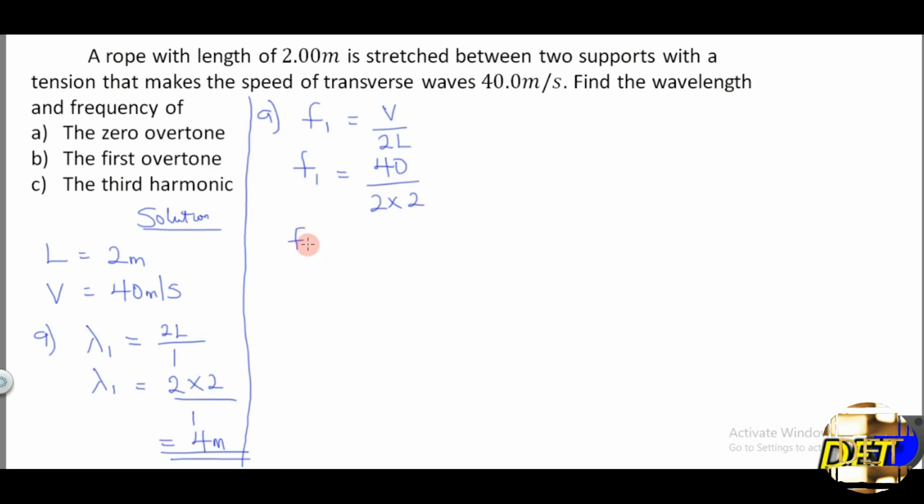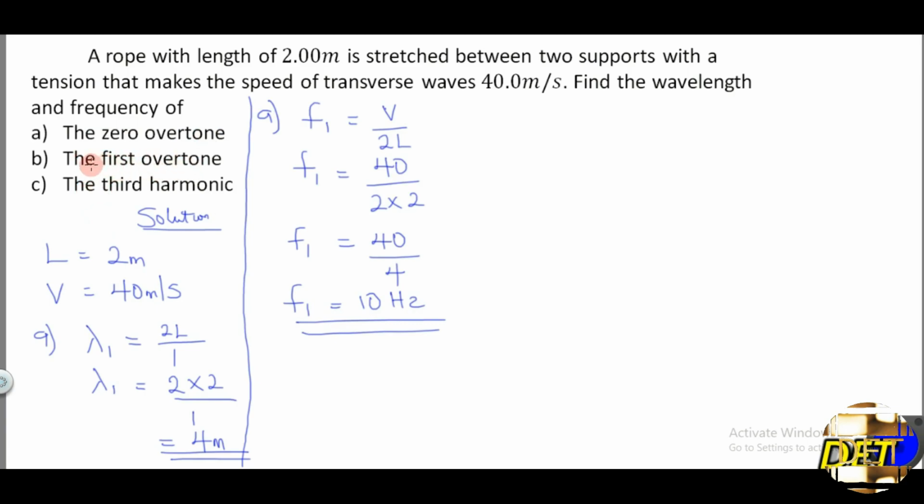So F1 will be equal to 40 divided by 2 times 2, which is 4, right? So 40 divided by 4 is equal to 10. So my fundamental frequency is equal to 10 Hz, right? This is the frequency of the zero overtone, or the fundamental frequency, or the first harmonic.